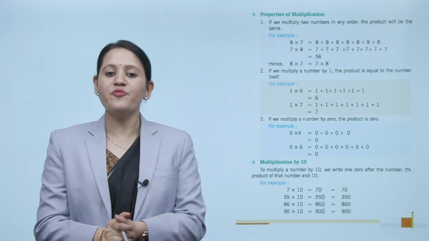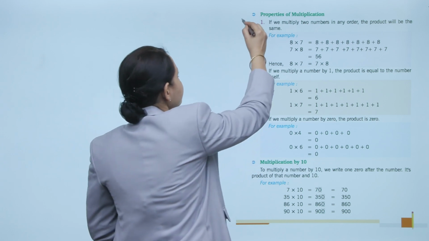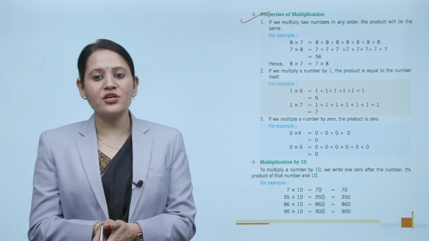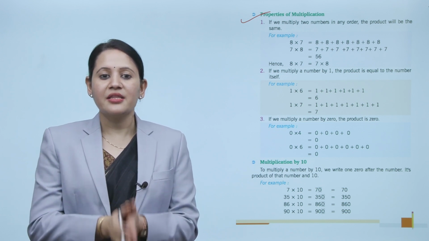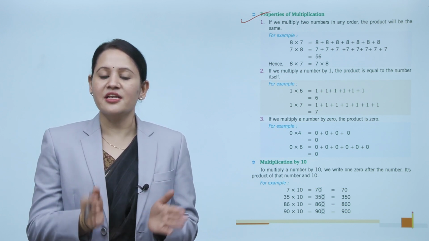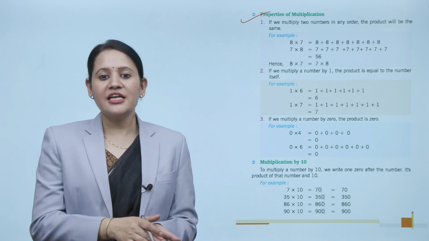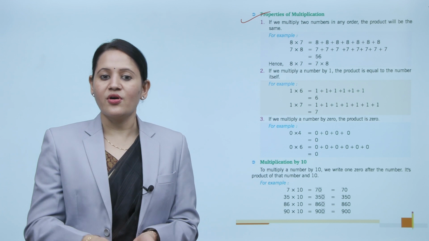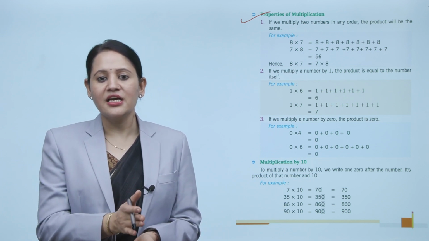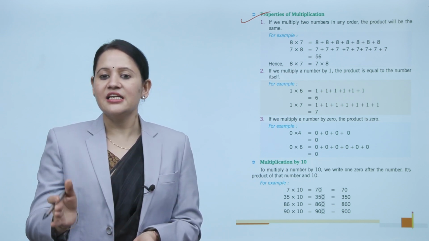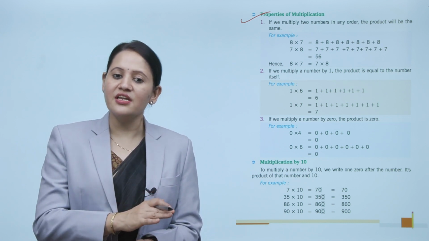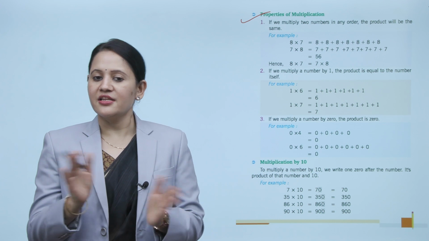Next, properties of multiplication. If we multiply two numbers in any order, the product will be the same. That means we can multiply the numbers in any order. 8 into 7 means 8 is added 7 times, which is equal to 7 into 8, that means 7 is added 8 times, that is equal to 56. So 8 into 7 equals 7 into 8, that is the same.